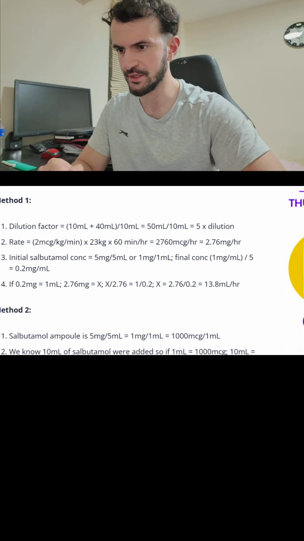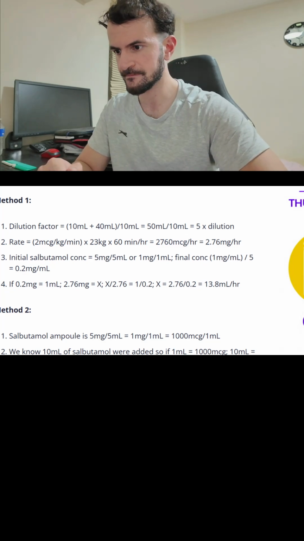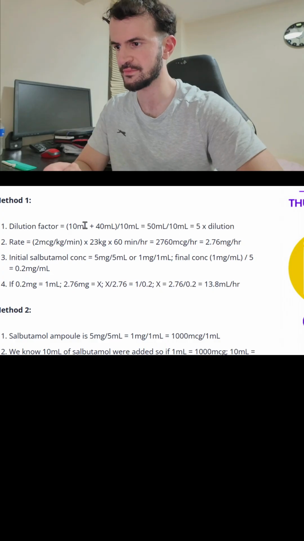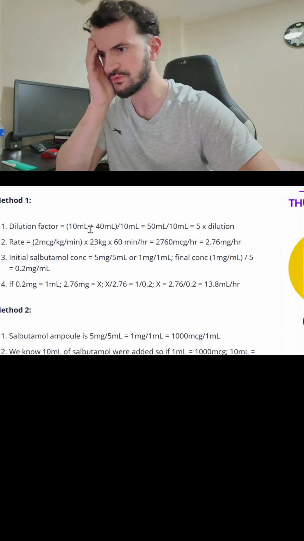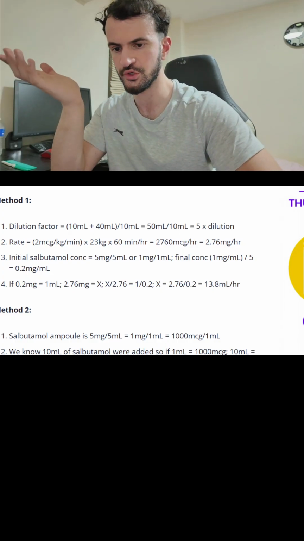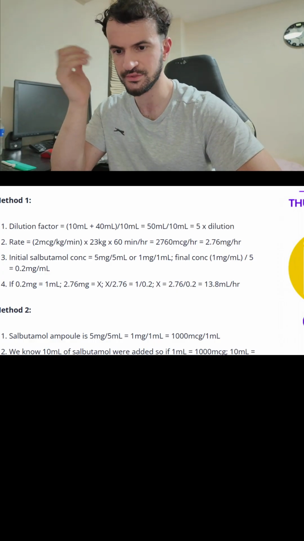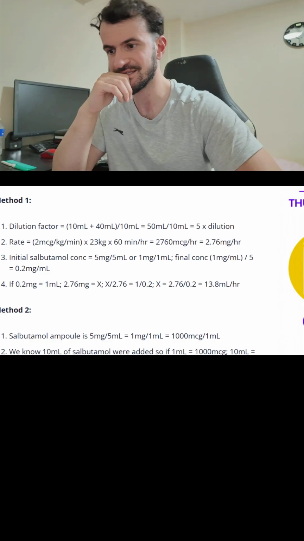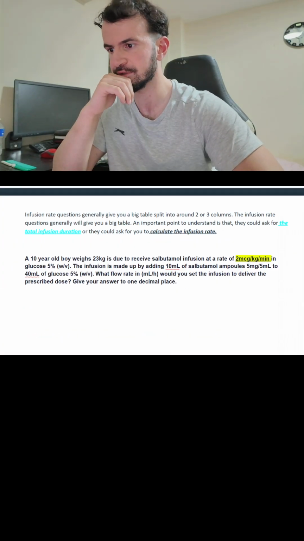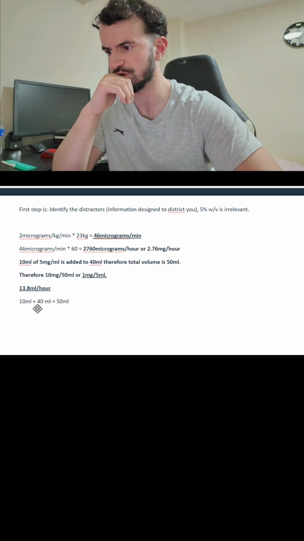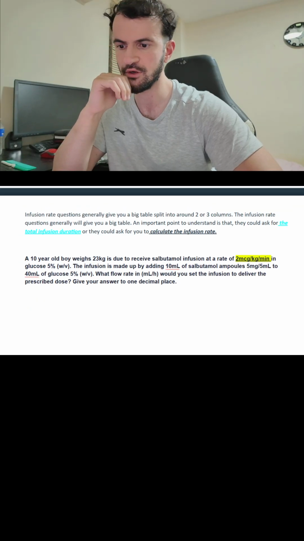So the way they've done it is dilution factor equals 10 mils plus 40 mils out of 10 mils. So they've got the original volume, divided it by the total volume, and that gave you 5 dilution factors, so DF, and that's one way they've done it. There's many ways to do it, and basically your answer here would be 13.8 milliliters per hour.